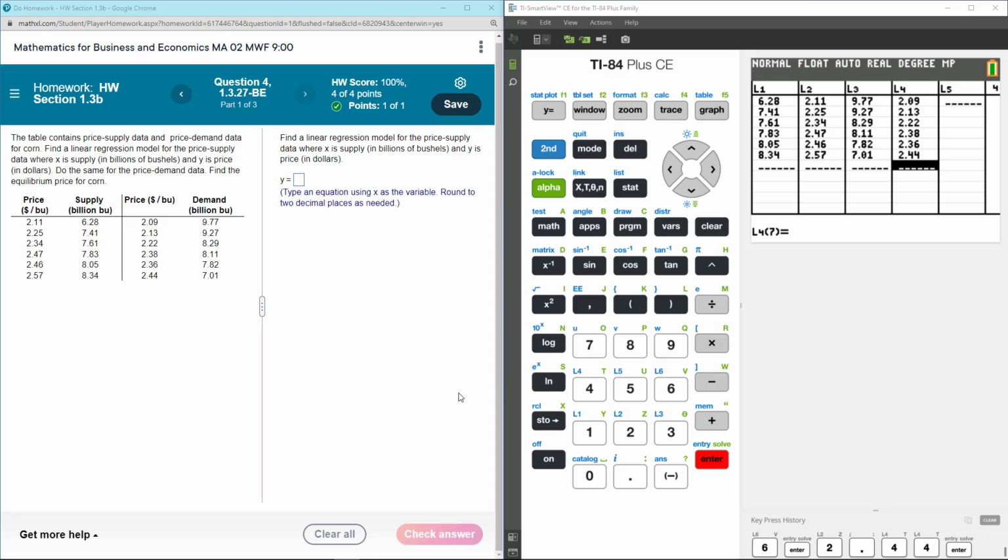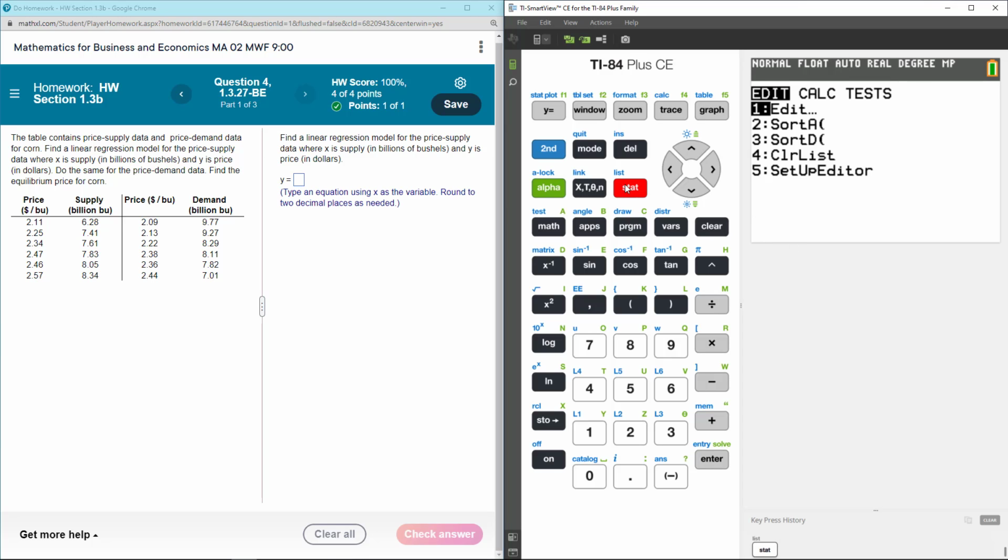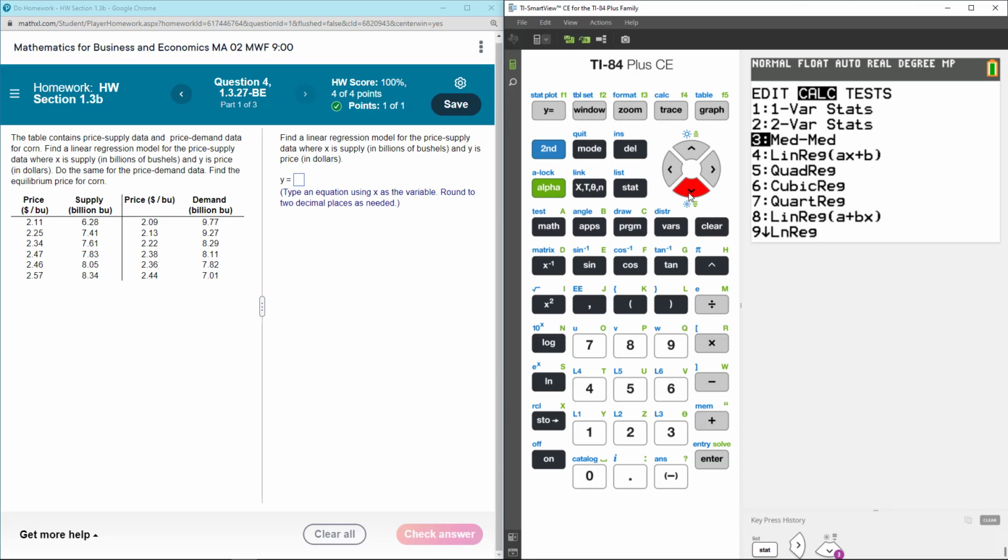Okay, I'm back and everything is loaded in. I have checked and I believe all the numbers are correct. So now we can go and compute our regression. So once again, we're going to go to stat. Okay, we're going to move over to calc, go down to the first linear regression, there it is, hit enter.